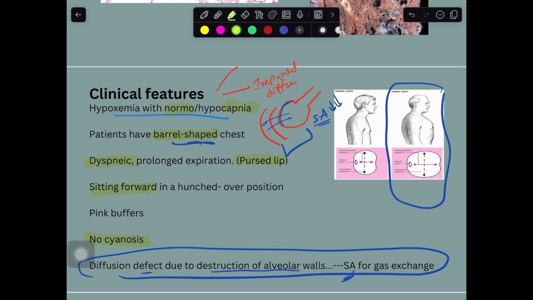There is no cyanosis because the respiratory center is working properly, and so it will counteract the hypoxemia through the dyspneic breathing style. So there's no cyanosis in these patients actually.